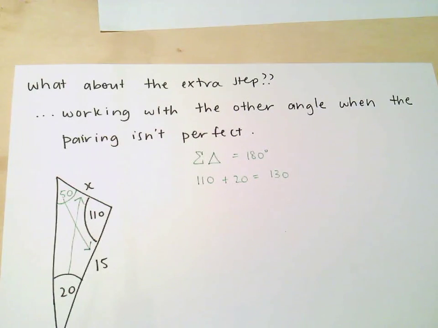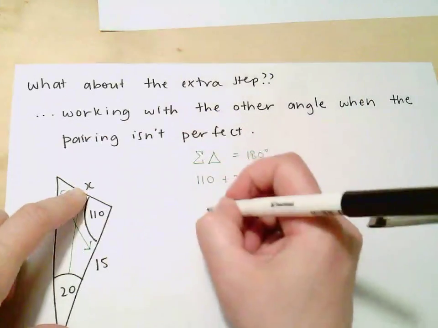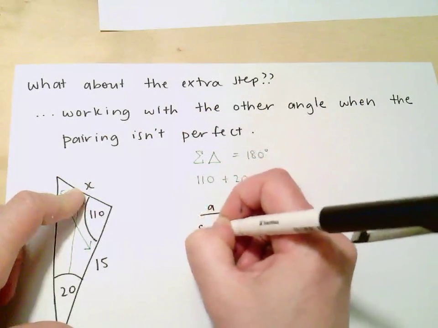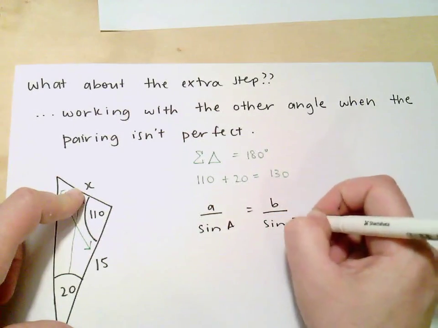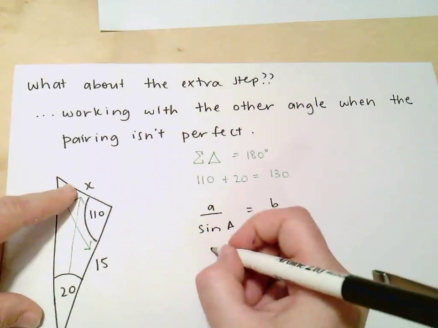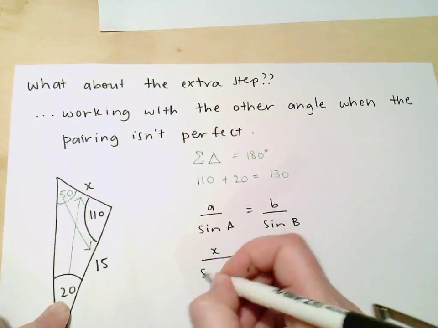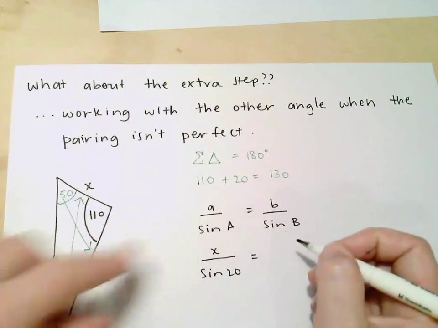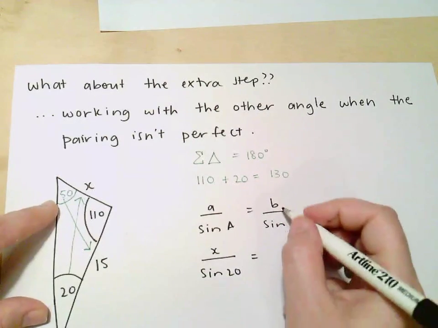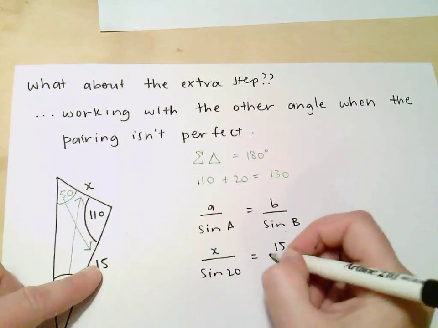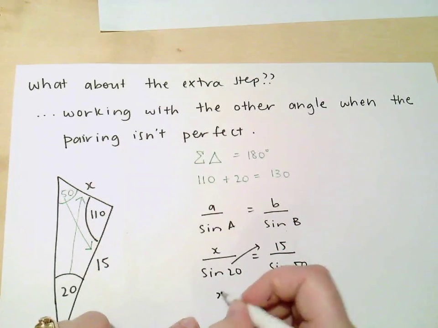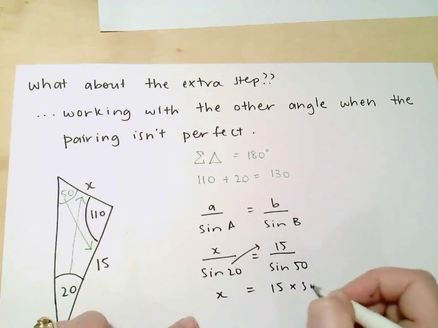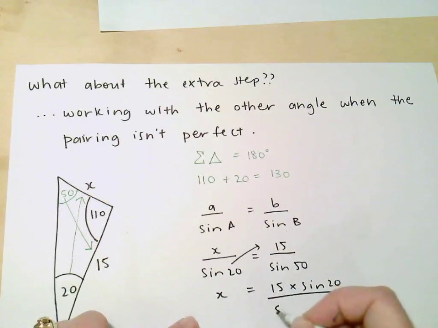So in this case, I'm trying to work out a side here, so I'm going to write my rule out as A over sine A equals B over sine B. Do my substitution. X goes first and X is opposite sine 20. Do my substitution here. My B is the 15 over sine 50. Take this up. I end up with X equals 15 times sine 20 over sine 50.